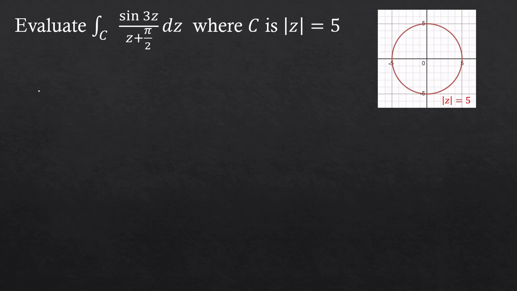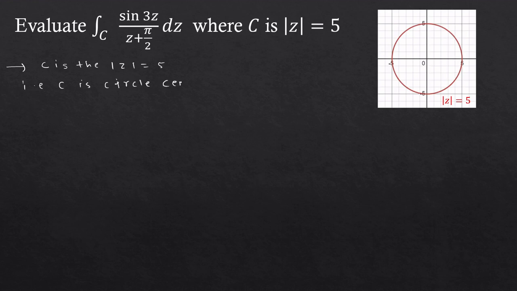Hello student, today's question is: evaluate the integration of sine 3z upon z plus pi by 2 dz over C, where C is the modulus of z equals 5. Okay, let us understand what C is, and then we have to evaluate the integration. C is the modulus of z equals 5.